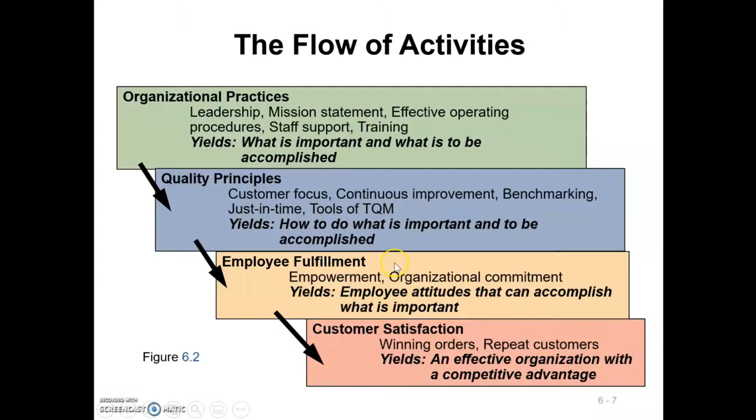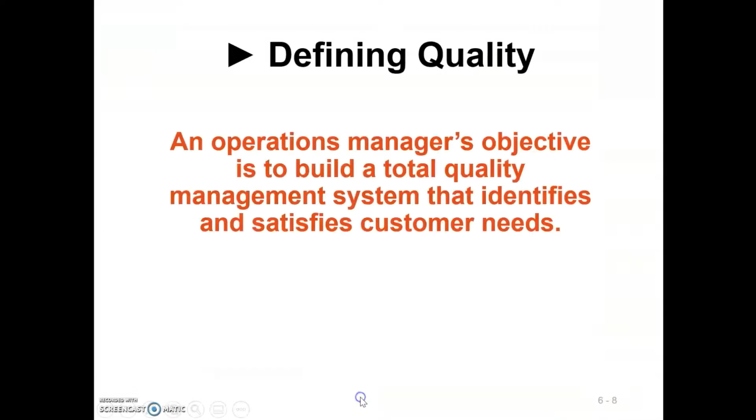Then employee fulfillment will support what we have decided to be important. So employee attitudes that can accomplish what is important. So it is implemented through empowerment and organizational commitment. Lastly, we have customer satisfaction. So this is where we understand that we would need to have an effective organization that has a competitive advantage. So at this point, we need to be winning orders and gaining repeat customers. So an operations manager's objective is to build a total quality management system that identifies and also satisfies customers' needs.